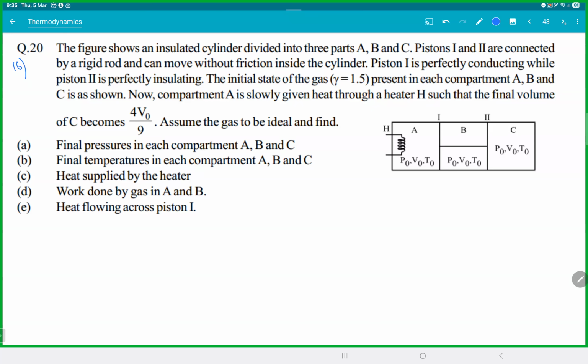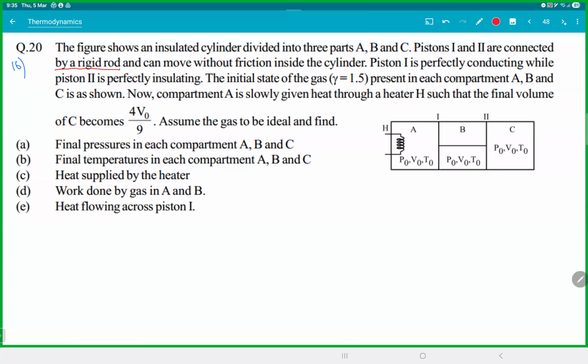Okay, let's see. So first, let's try to understand the data points in this. The figure shows an insulated cylinder divided into three parts A, B, C. Pistons 1 and 2 are connected by a rigid rod. Because of that rigid rod, what will happen? The volume of compartment B can never change, because this rod in the middle will not let you compress. So you can say B undergoes an isochoric process.